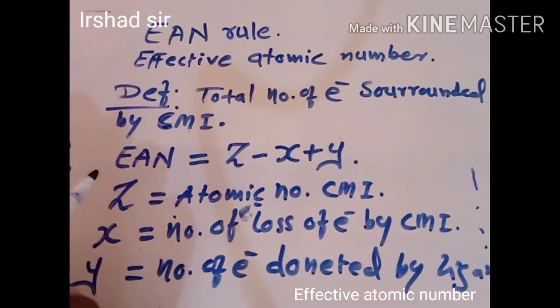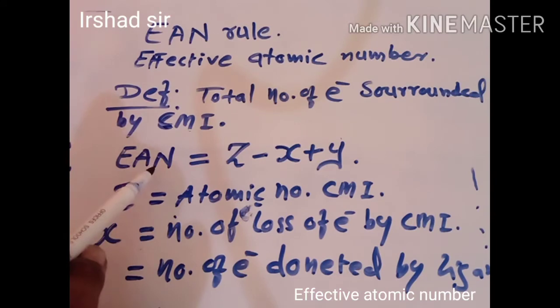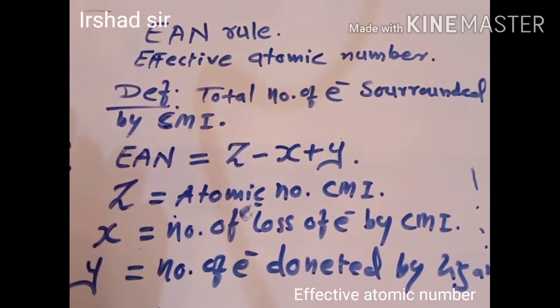Now I will repeat. What is EAN? EAN is equal to Z minus X plus Y. Z is the atomic number of the central metal ion. X is the number of electrons lost by the central metal ion during the formation of the complex, meaning the oxidation state of the given complex is the value of X. And Y is the number of electrons donated by the ligand. So these are the explanations of the various terms.